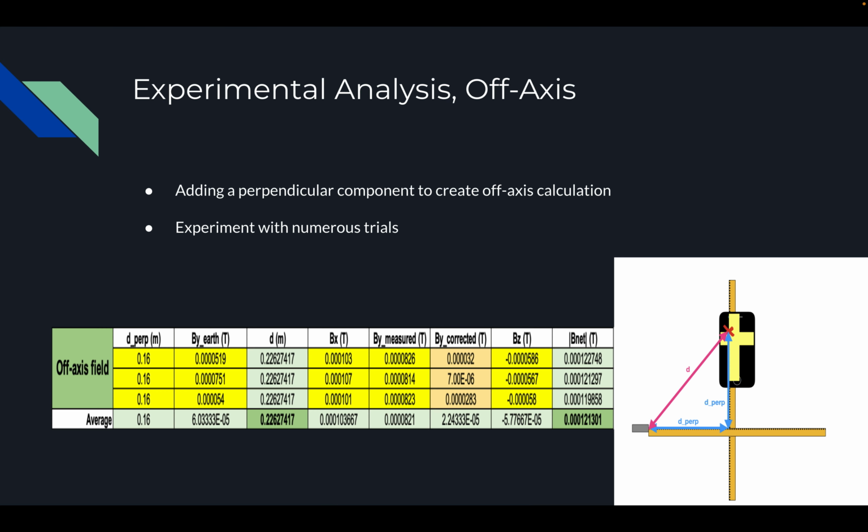For the off-axis part of the experiment, we add a perpendicular component to create an off-axis calculation and experiment with numerous trials. After 3 trials, we determined the average to be the following.